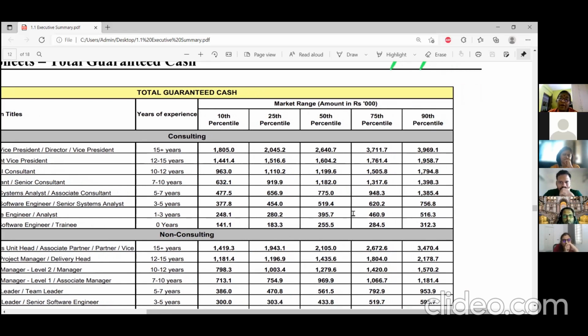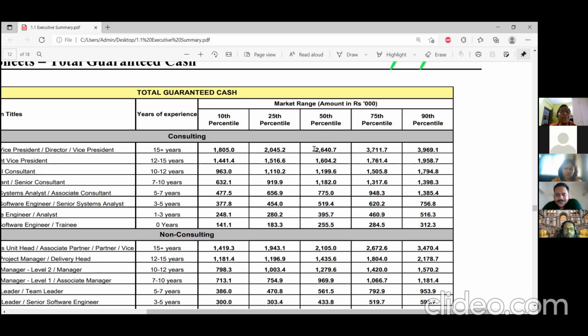So, of the 25 companies' data, I did the vice president position. Tell me, at the 50th percentile, what is his salary, though it is very old data? Can you see my cursor? Vice president, 50th percentile. What is the salary? 26 lakhs, Bala. Correct. Somebody got it wrong. That's why I was emphasizing.